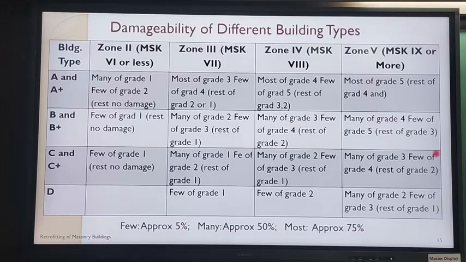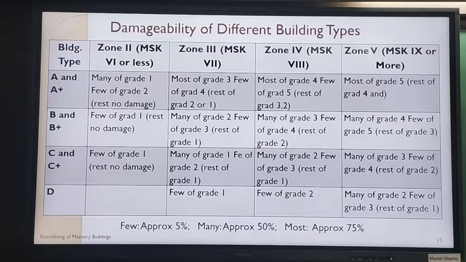Or, the rest will be grade 4. You come back to the lower zone, and even then you will have a few grade 5, and there's few houses, few is approximately 5%, that will be totally destroyed. Whereas, about 75% of houses will have grade 4 damage, which means that walls will have partially collapsed, walls may be out of plumb, walls may be burnt, and so on and so forth.